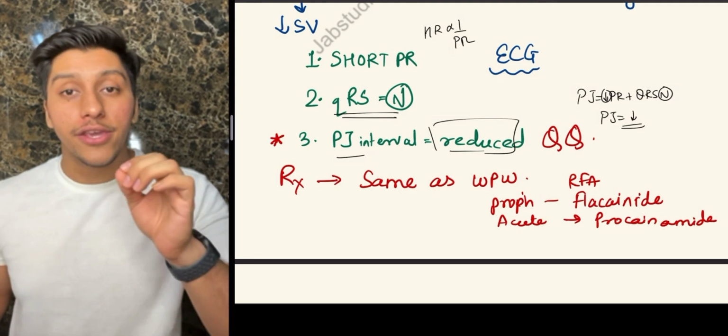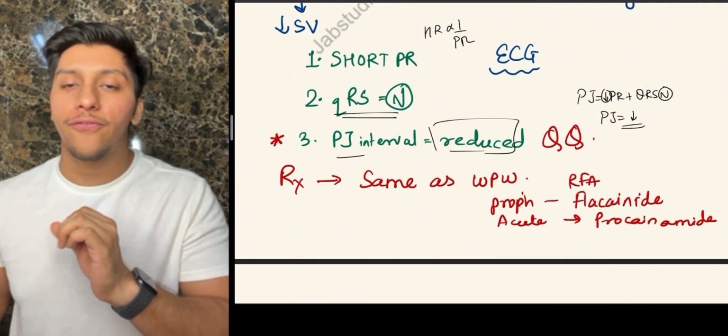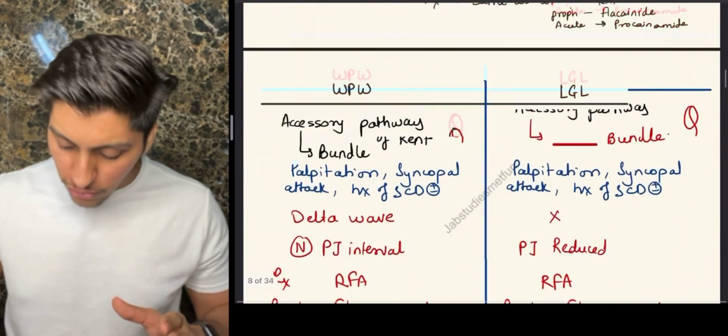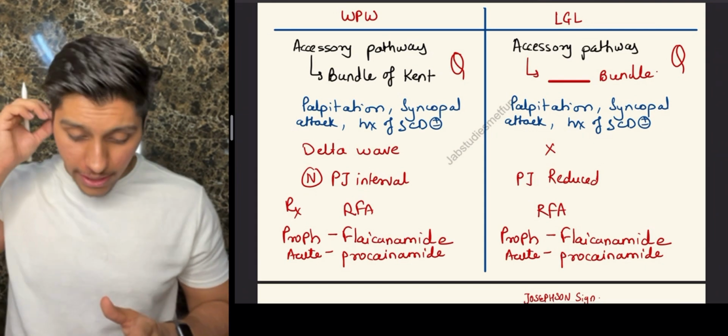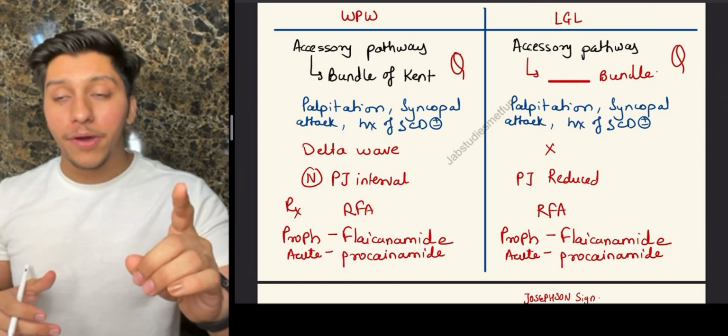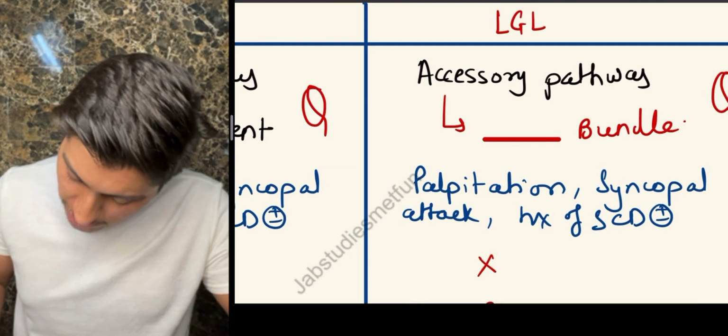For the main acute management, you are going to give IV procainamide, and for prophylaxis, you are going to give flecainide. Talking about the differentiation one more time, every time you need to have a table like this so that you will never forget it. Remember, guys, the accessory pathway in Wolff-Parkinson-White is known as Kent, whereas the accessory pathway in Lown-Ganong-Levine syndrome is known as James.